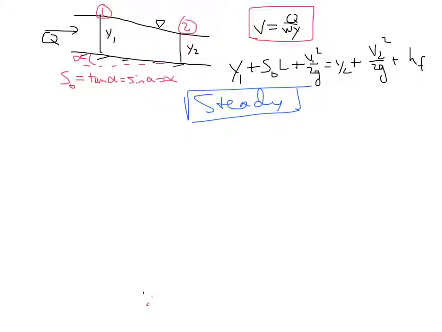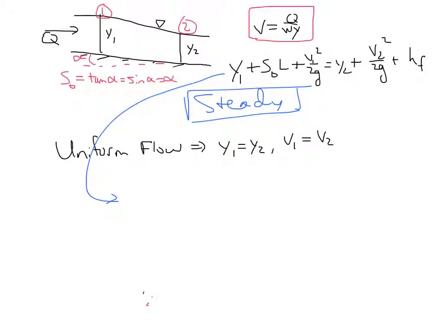If we further constrain the analysis and take our energy equation and consider uniform flow, that means y1 equals y2, and therefore V1 equals V2, and we're assuming that W is a constant width. Then the energy equation reduces to the statement that the channel slope has to be balanced by the frictional loss, or channel slope is equal to frictional loss per distance, which we defined as the friction slope, S sub f.